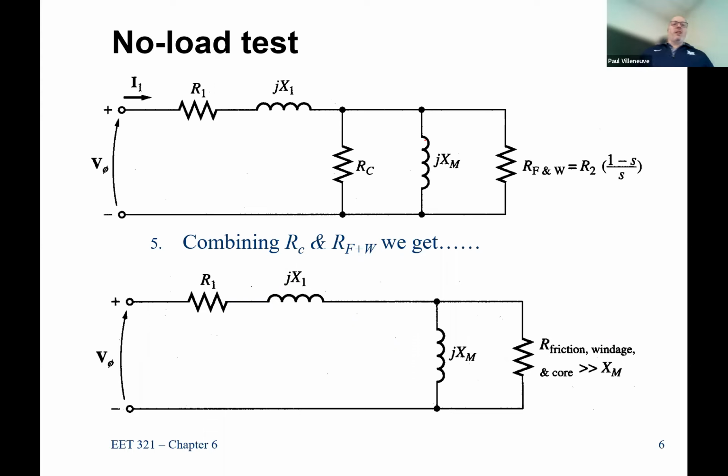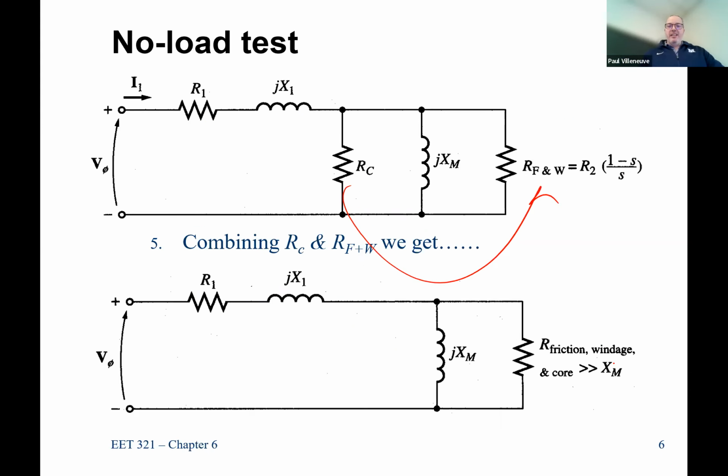Okay, I have my core losses, my magnetizing losses. I still have R1 and X1, but everything in the rotor circuit has been replaced by a resistor that is equivalent to the friction and windage losses. So now, if I can throw away my core, or combine that into my friction and windage losses, then I end up with this value. This value here is going to be much, much greater than XM, or should be much, much greater than XM.